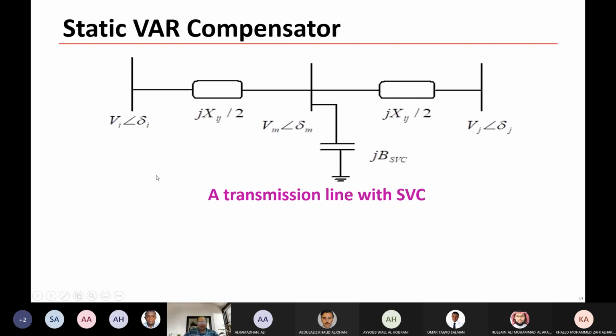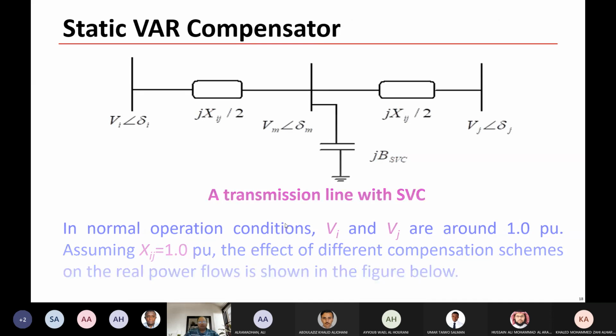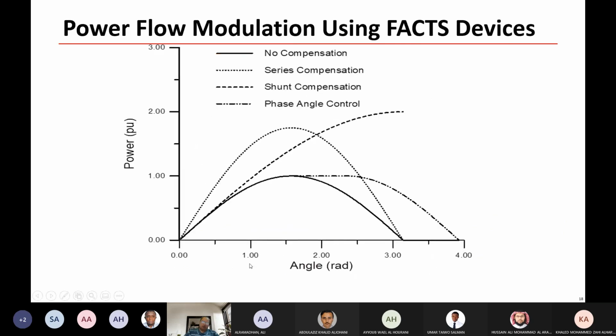So you can have this case. In normal operating conditions, VI, VG are around 1 per unit, assuming Xij equal to 1. The effect of the different compensation schemes on the real power flows is shown in the figure below. So you can have this figure which combines all types of compensation that we have. If no compensation, this is the solid line.